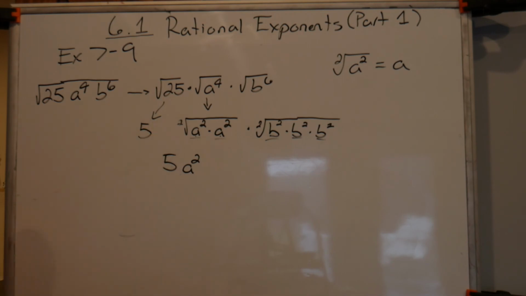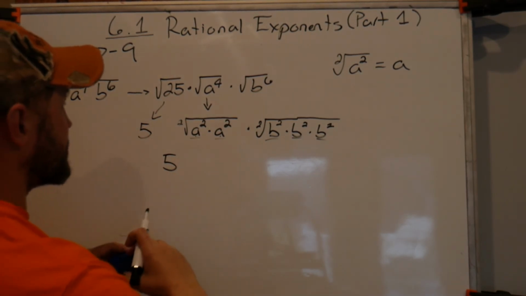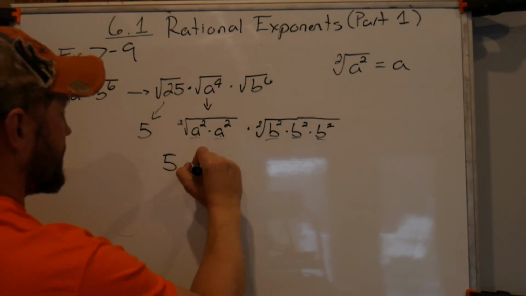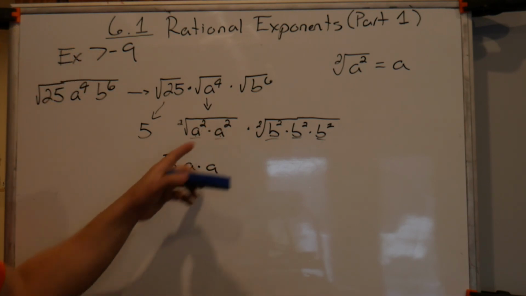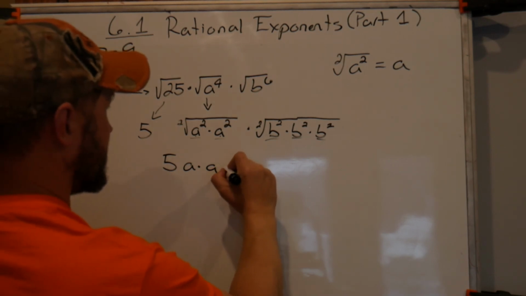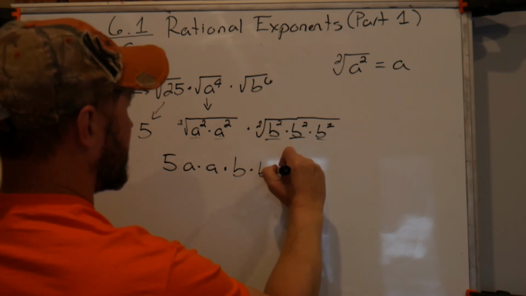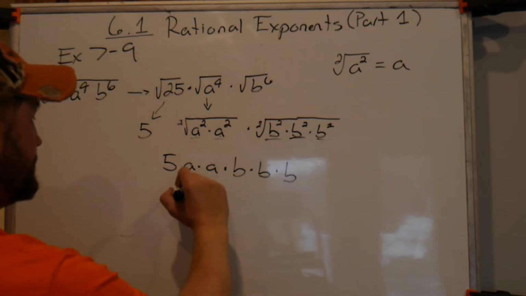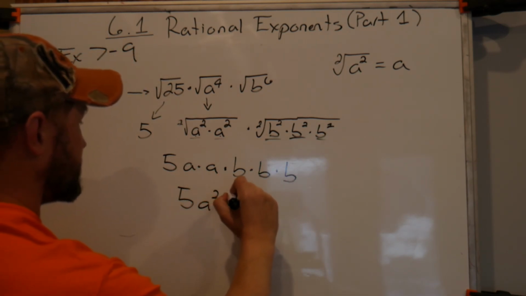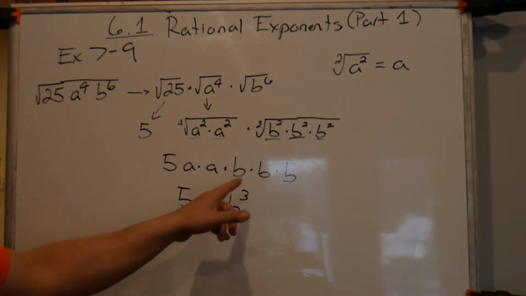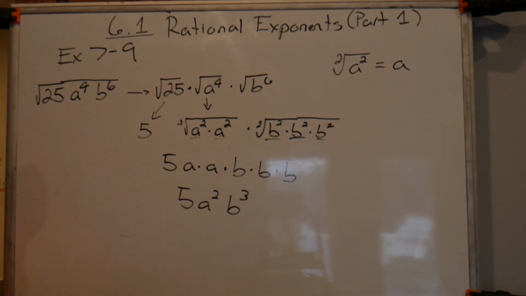So I bring one out. Maybe I can break that down one further even for this one. We won't do this much work after this. Pull one out, pull another one out, a times a. Here, pull one out, b. Pull another one out, b. Pull another one out, b. I end up with 5a squared, b to the third, b cubed.